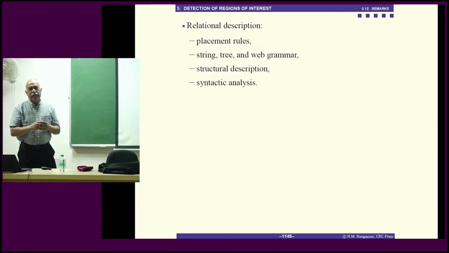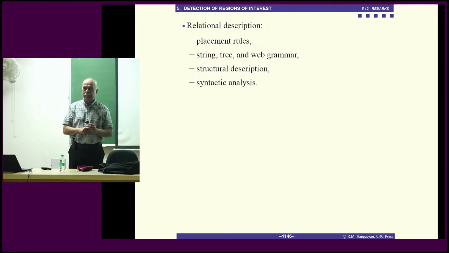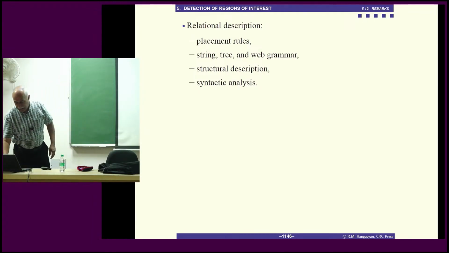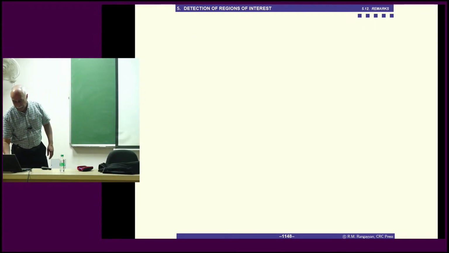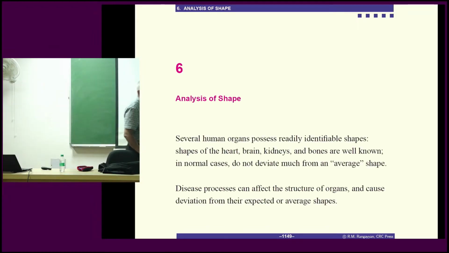Not much in the case of tumors, but tumors could contain calcifications. So you want to know if a tumor you have detected contains calcifications. So that would fall under relational description. That finishes the chapter on detection of regions of interest.